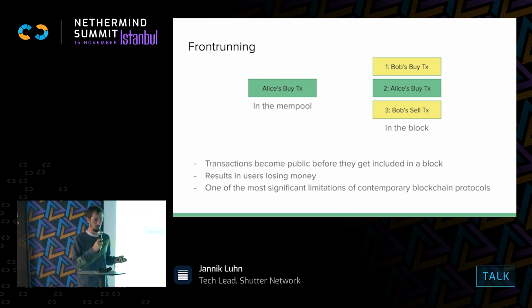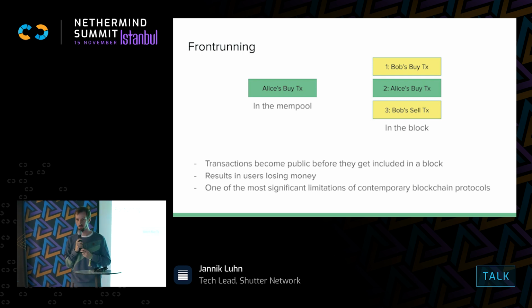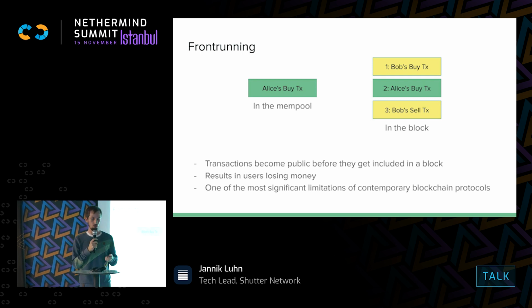It's kind of a general problem. Lots of blockchains have this, and I would say it's actually one of the most significant limitations that blockchains today still have, and it's the problem that we're trying to solve here.